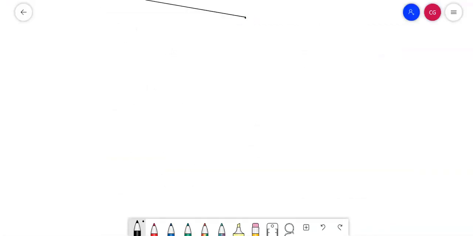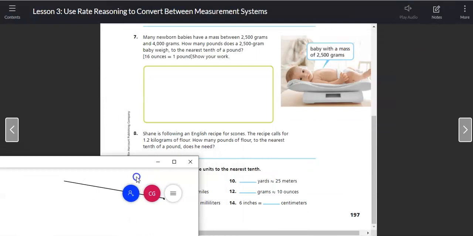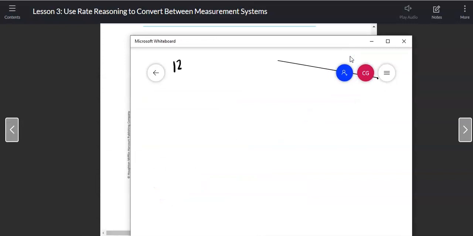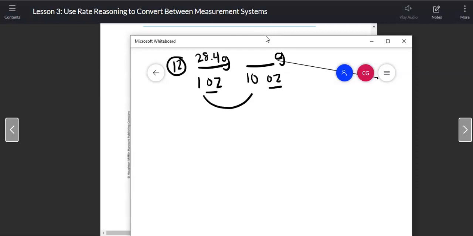Okay, let's look at number 12. How many grams are 10 ounces? So I'm going to label this with the number 12. There are 28.4 grams in 1 ounce. And it told us that we have 10 ounces, so that's going to go on the bottom part. And I'm looking for the grams on the top because my labels have to match up. To get from 1 to 10, I multiply by 10. I multiply by 10 on the bottom, I multiply by 10 on the top. And when I do that, I get 284 grams as my answer.